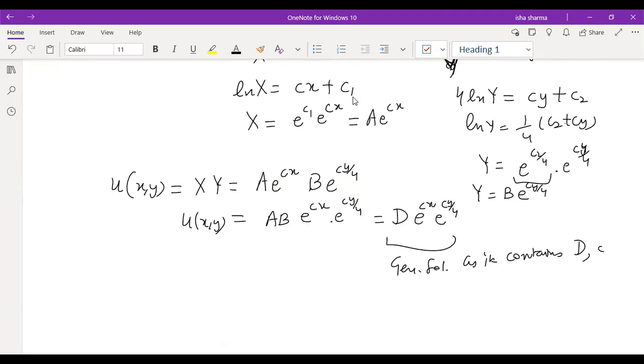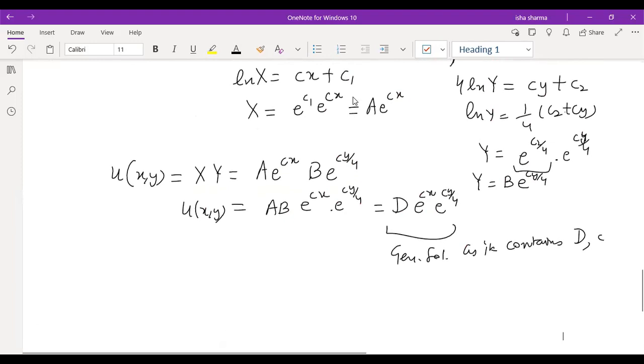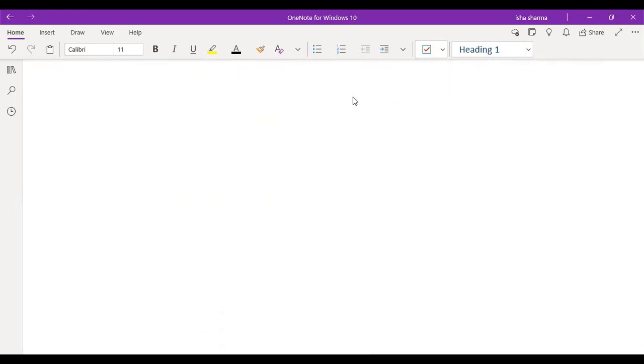So that is the framework of the method of separation of variables, but the important point is we need to now apply this technique to solve the one dimensional heat equation. So this is our question which we are going to now follow up.